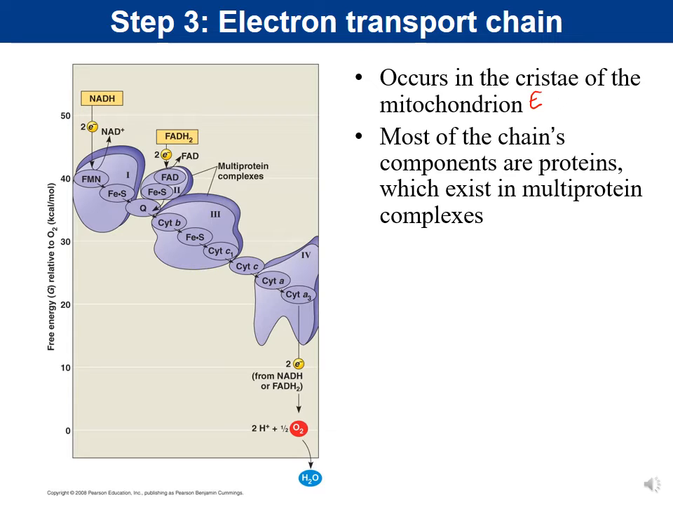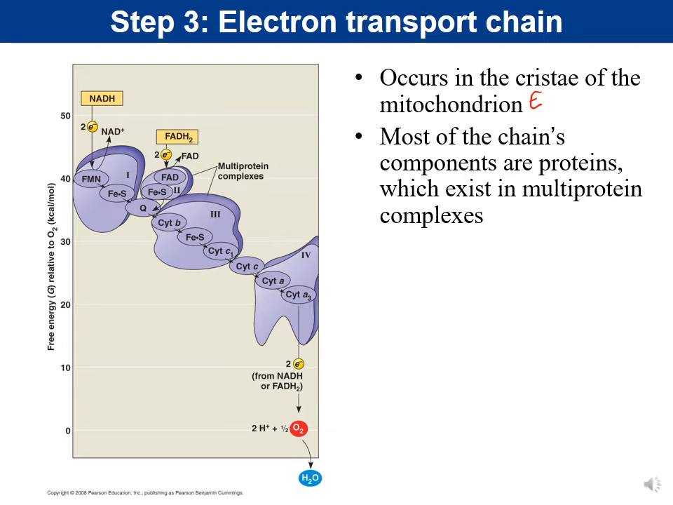And so they're these large multi-protein complexes. Now, in eukaryotic cells, this occurs in the cristae of the mitochondria, meaning that these electron carrier protein complexes are embedded in a membrane. Do prokaryotic cells have a mitochondria? And the answer is no. Prokaryotic cells do not have membrane-bound organelles.